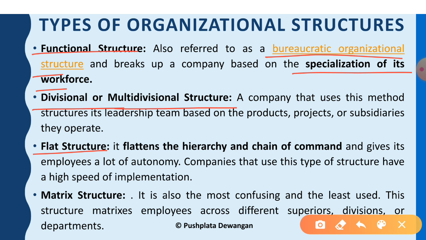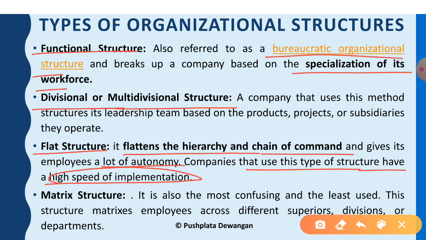Next is the flat structure, the third one. It flattens the hierarchy and chain of command and gives its employees a lot of autonomy, that is, freedom. Companies that use this type of structure have a high degree of implementation. Next, the fourth one is the matrix structure. It is the most confusing and the least used. In this structure, the matrix employs people across different superior divisions and departments. An employee working in a matrix company, for example, may have duties in both sales and customer service.